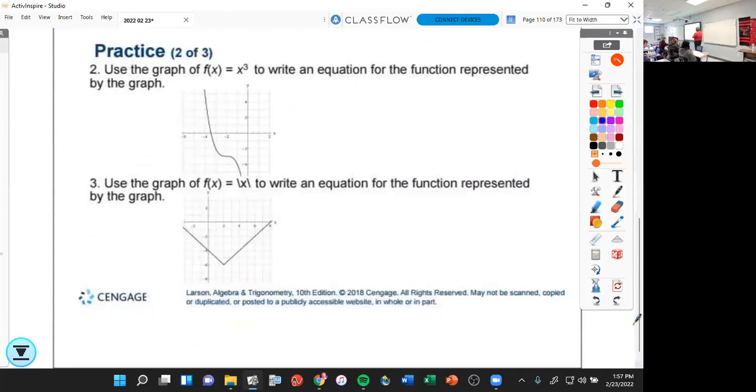And part 2, number 2, use the graph of f of x equals x cubed. I want the equation for the graph that you see on the screen. Everybody, write it down. Write down the equation of the graph you see on the screen on number 2. What is the number? If you can't see it, make something that makes sense.